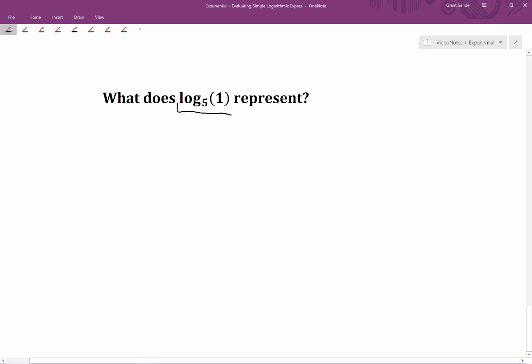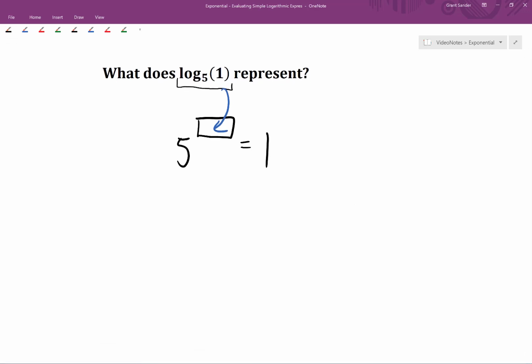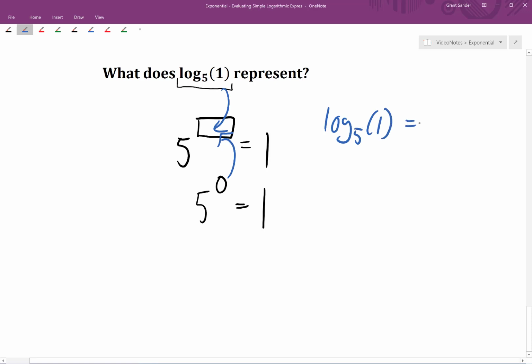Consider the expression log base 5 of 1. This represents the exponent on a base of 5. So we have 5 raised to some exponent, and we know that that power is equal to 1. Then that logarithmic expression represents that exponent. So 5 to what power gives us a value of 1? Remember that any positive number raised to a power of 0 gives us 1, and therefore 0 is this exponent right here. And therefore log base 5 of 1 is equal to 0.